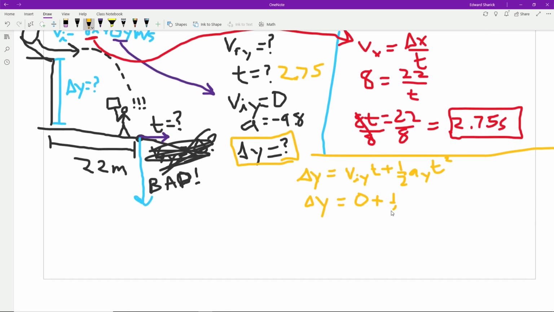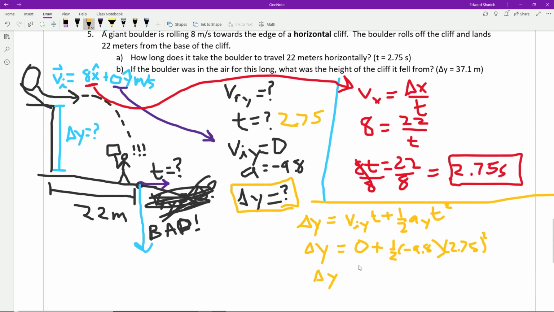We got 1/2 times negative 9.8, and then we've got t squared, 2.75 squared. Make sure when you're plugging this into your calculator that you do the exponent here. Don't square the whole thing. Do the 2.75 squared first, and then multiply it through by 1/2 by 9.8. And you should end up with the answer of 37.1 meters.